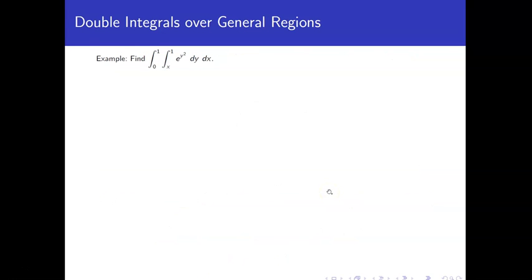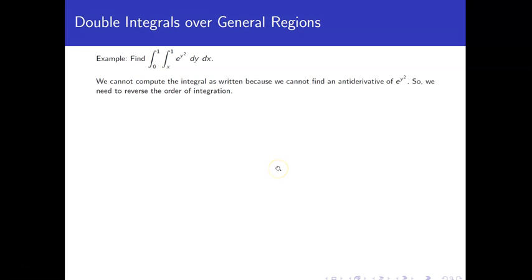Let's do one more. Here, we want to give you an iterated integral and ask you to find it. The issue with this one is that if you try to find the integral as written, it's impossible to find an antiderivative for e to the y squared in closed form. So literally, we can't do the problem as written.